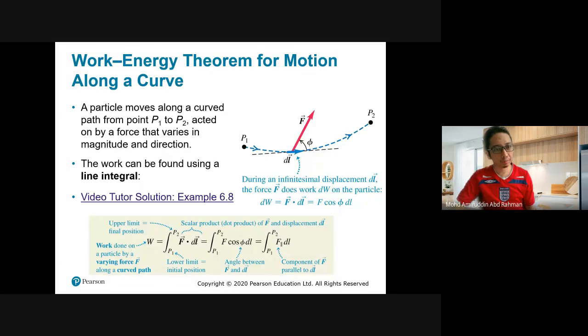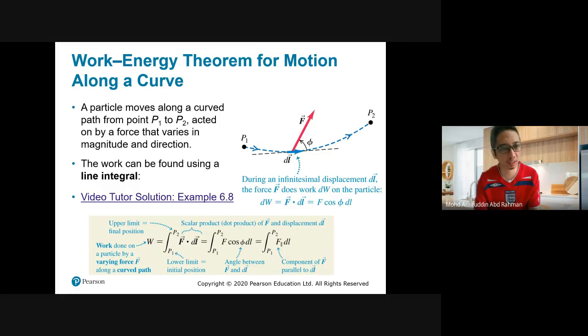Now the work-energy theorem for motion along a curve. A particle moves along a curved path from point P1 to point P2, acted on by a force that varies in magnitude and direction. The work can be found using a line integral. Before that, we used the integral to find the area under the graph, which is similar to the total work.